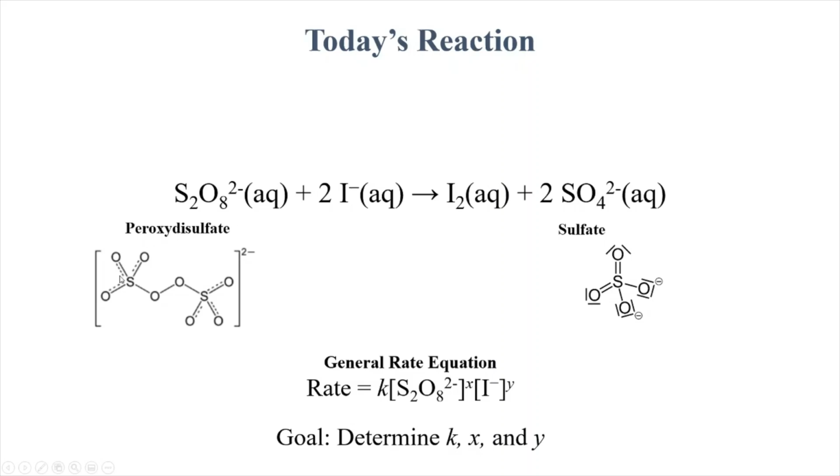And just to show you what these compounds look like in terms of their Lewis structures, peroxydisulfate is this compound that has a sulfur bridged with 2 oxygens to another sulfur group. And you can see how this kind of breaks apart. If you break this bond, it's going to give you 2 of these sulfate molecules. So in essence, we're breaking the bond that connects 2 sulfates in the peroxydisulfate.